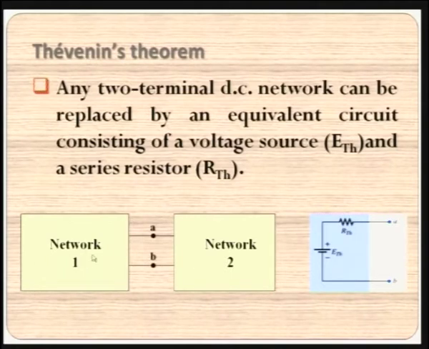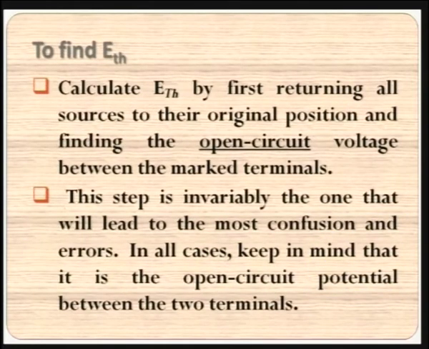But we don't mind all that. We will simply replace this network 1 with an equivalent which is shown here. Across A, B, we have a circuit which has this ETH and RTH connected in series. Now, the main part is how do we find this ETH and RTH? That is a real challenge here, but that can be easily found. We will see how the ETH and RTH could be calculated.